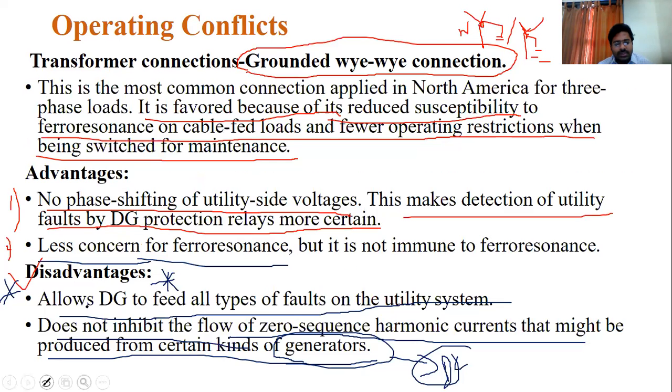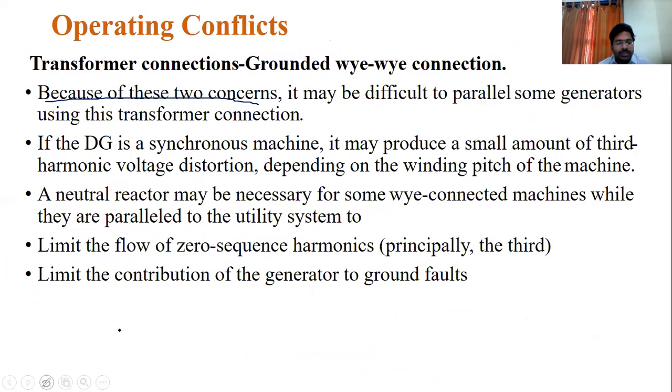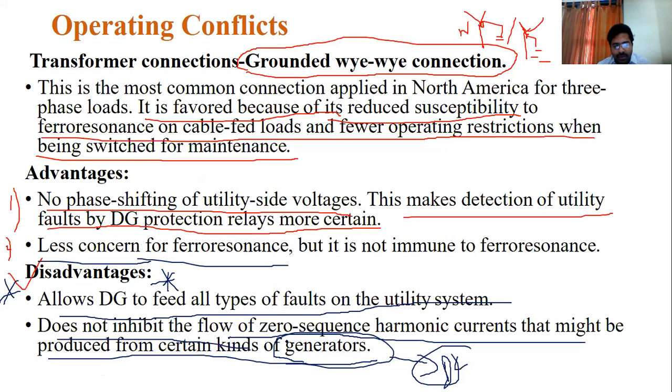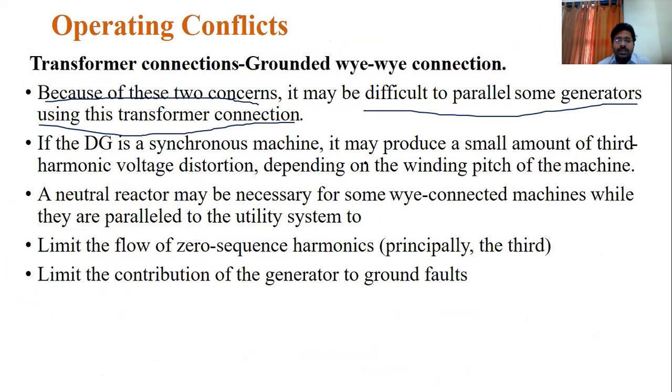What are the two concerns here? It can allow all types of faults to feed into the system. At the same time, it allows zero sequence harmonic current, which may make it difficult to parallel some generators. Because of these reasons, the zero sequence allowing capability and all the faults feeding into the system, it is very difficult to parallel the generators using this type of transformer connection.